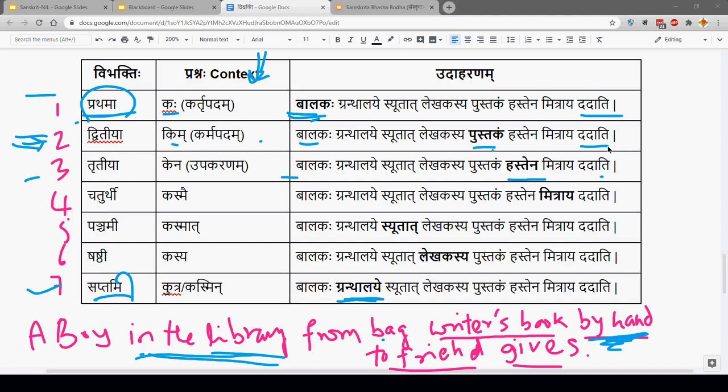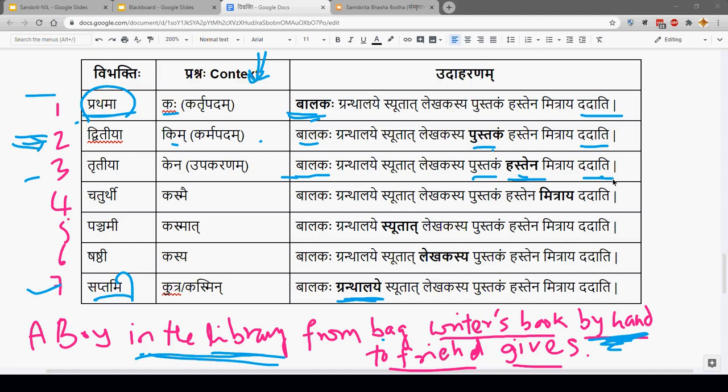Now the next step is using what he is giving. Sometimes there may be an answer, sometimes there may not be an answer. So right now we have the answer, so that is why we are adding hasta. We know that he is using the hand to give the book, so we just add another word to that sentence. So now the sentence becomes balakah pustakam hastena dadati. Four words are there now.